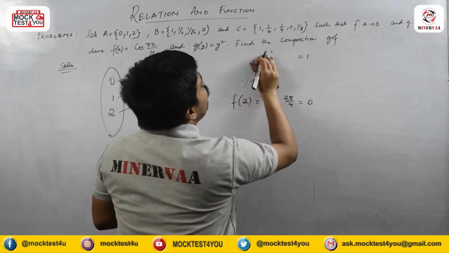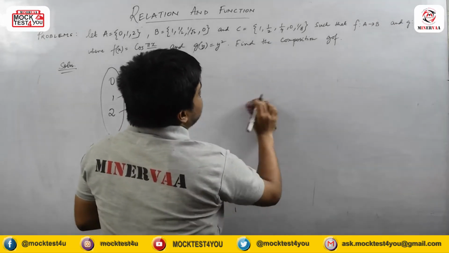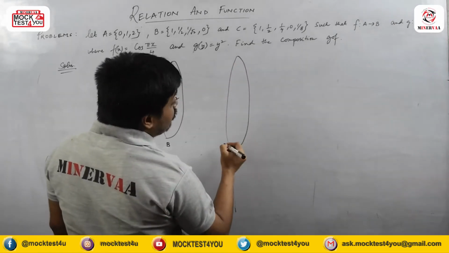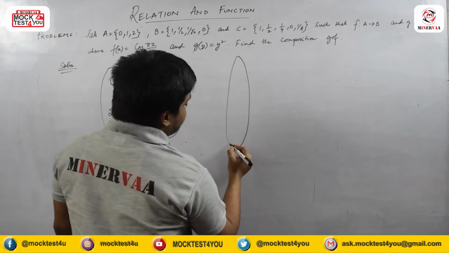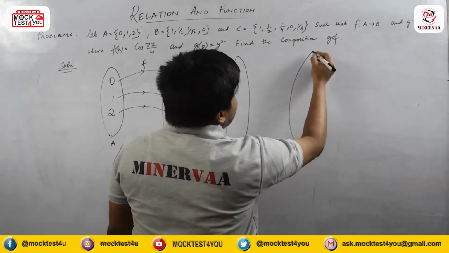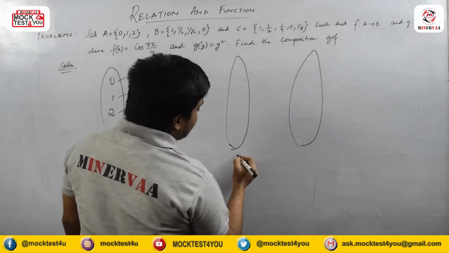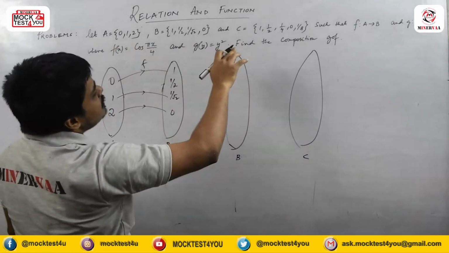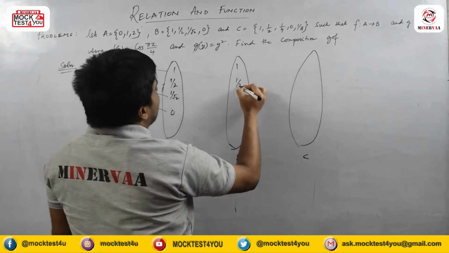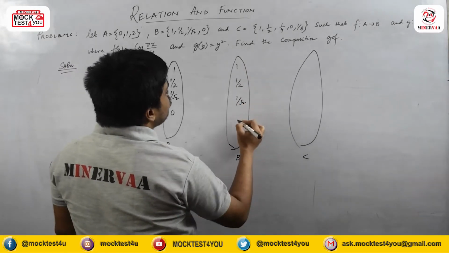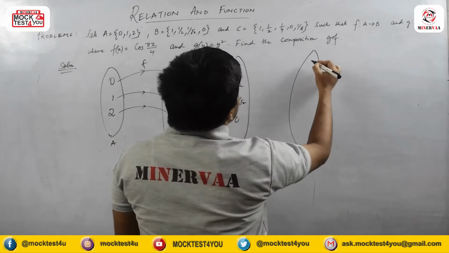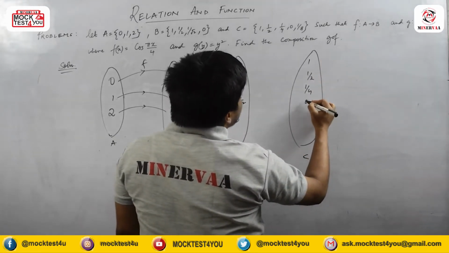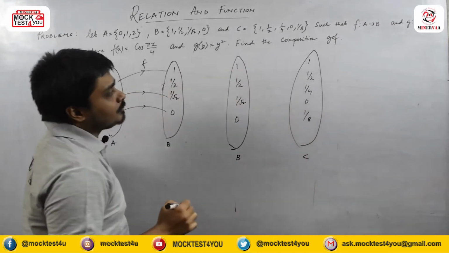Okay. Now let us do the same thing for the function g. But g is from what to what? That is B to C. The function g is from B to C. So let us write the elements first. B elements are 1, 1 by root 2, 0. Then C elements are 1, 1 half, 1 by 4, 0, 1 by 8.